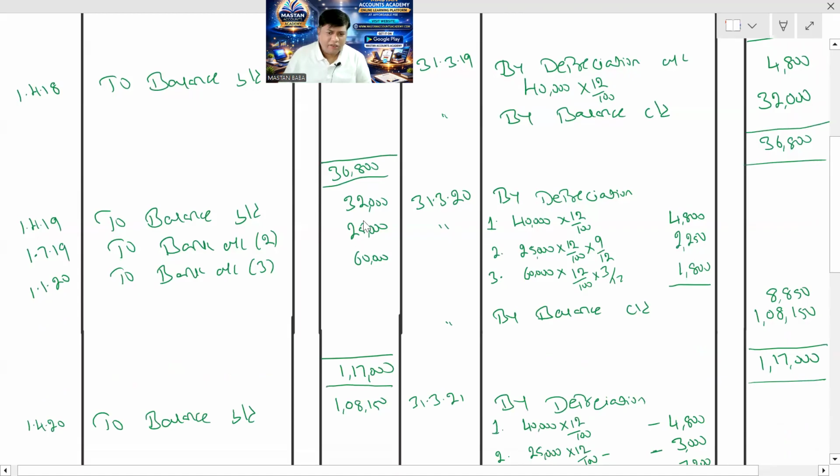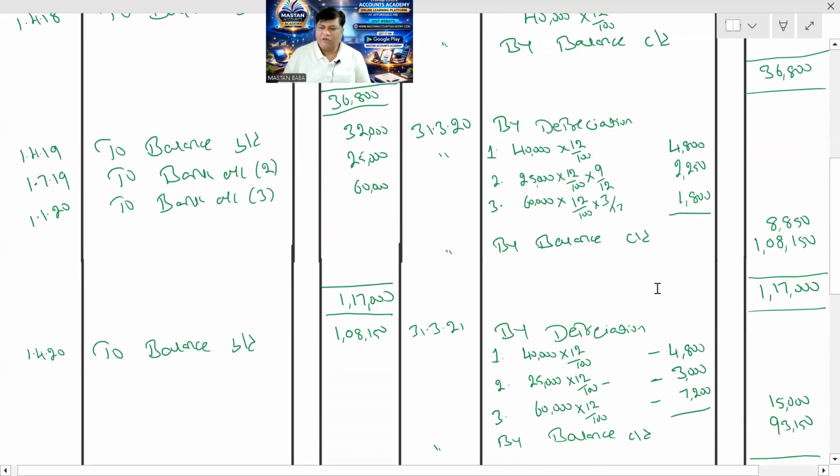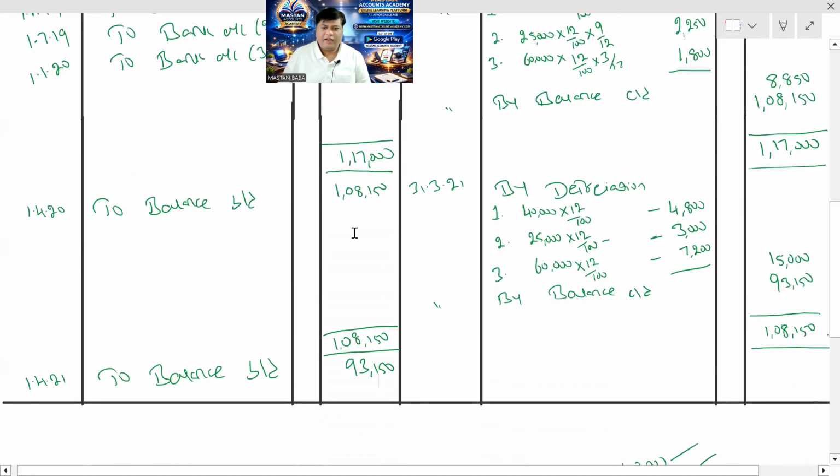Third year, 1/4/19: 32,000 is the balance of the first asset. In this period, 1/4/19 to 31/3/20, they purchased two machines on two different dates: one machinery on 1/7/19 for 25,000 and another on 1/1/20 for 60,000. So 25,000 into 12%, July to March is 9 months, 9/12. Here January to March, 60,000 into 12%, 3/12, 1,800. That comes to 8,080. I have balanced the account. 1,08,150 again is the balance, and these three machineries have been utilized the full year in the last year.